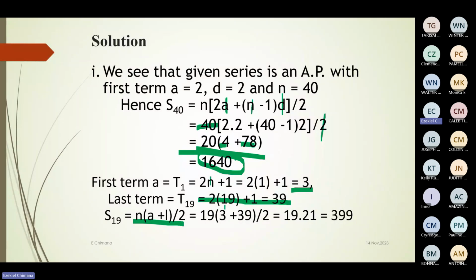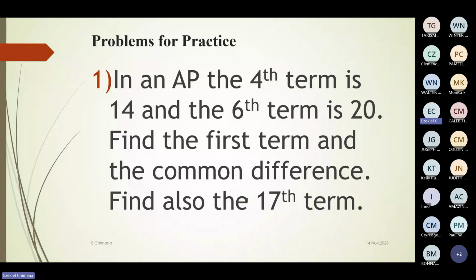So the last term was the 19th term, which was 39, and the first one is 3. So you're going to use n times a plus l over 2, which is going to give you 19 times 3 plus 39, all over 2, which gives this one, just like that.